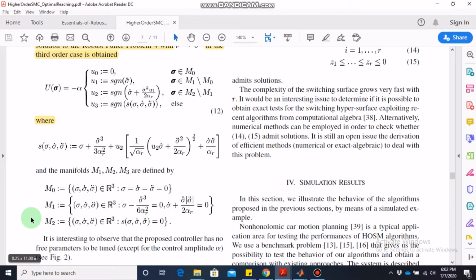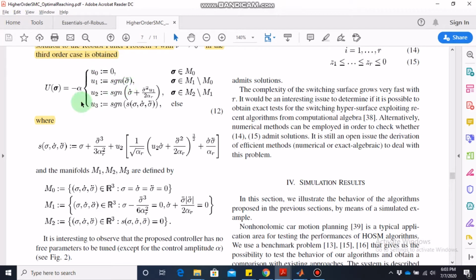And the third manifold is the one in which this function s of the sliding surface and the first and second derivatives of the sliding surface is equal to 0. So these are the three manifolds. If sigma is in the manifold M0, then control law u equal to 0 will be applied. And if you are in the manifold M1, the part of M1 which is not in M0, then the control law sine of the second derivative of the sliding surface will be applied.